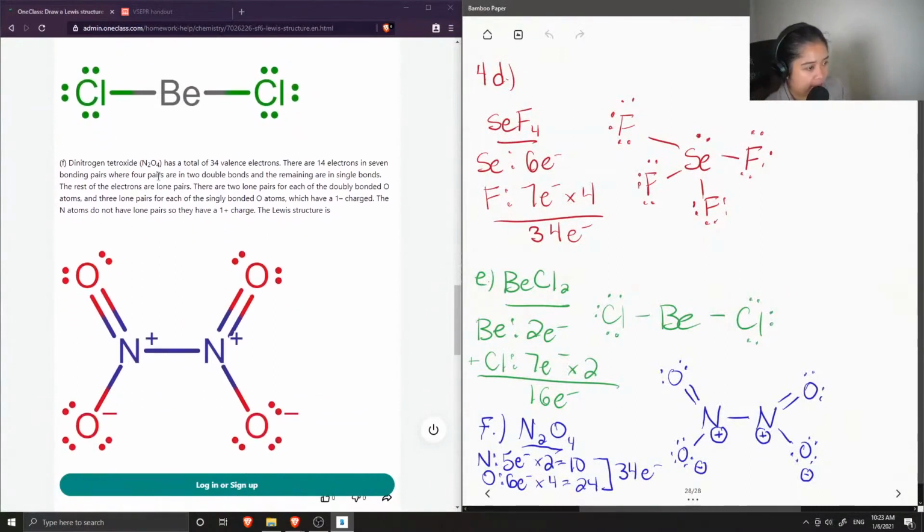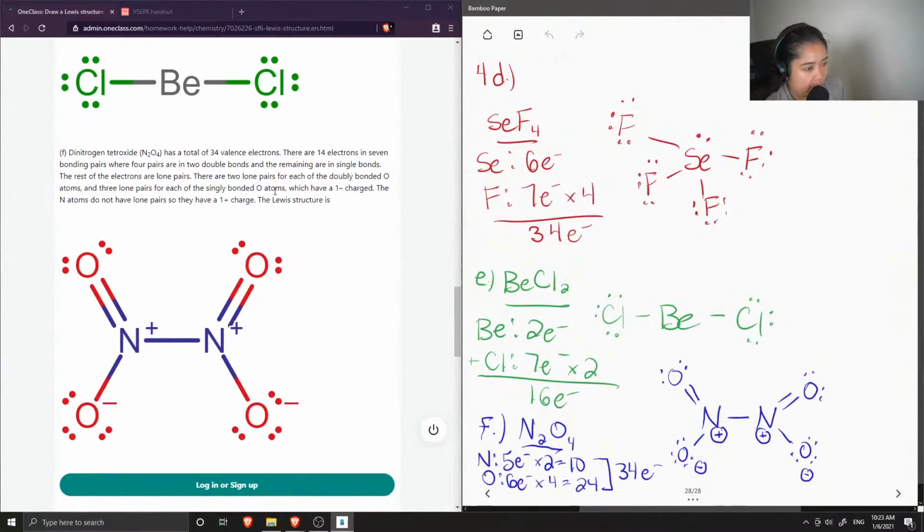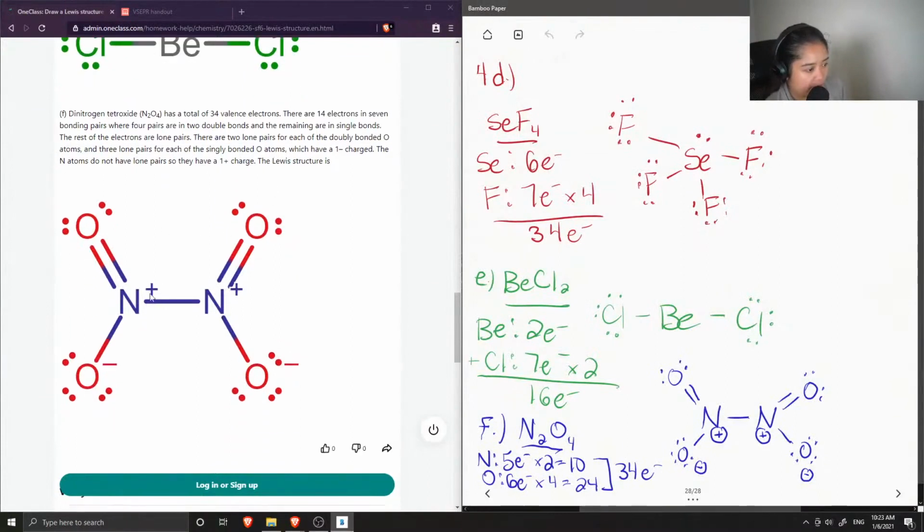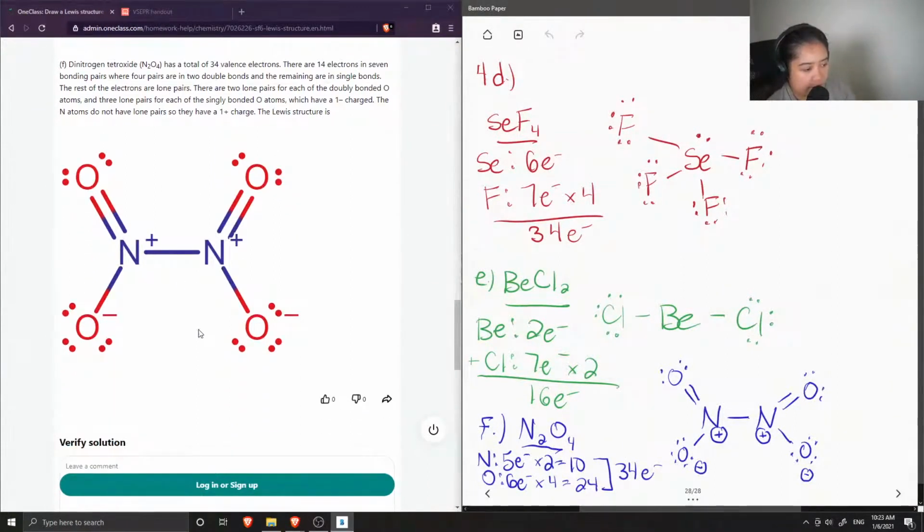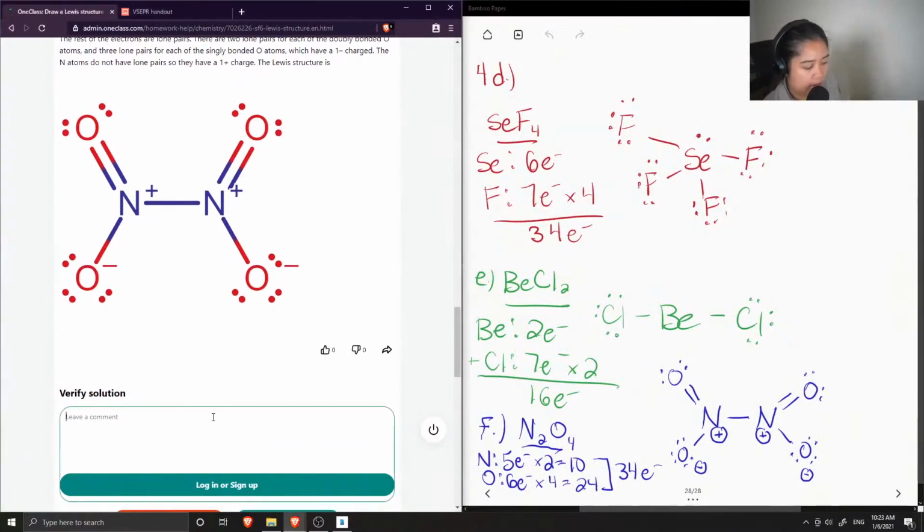Dinitrogen tetroxide has 34, and the bond pairs and 4 pairs are in 2 double bonds, yep. And then they show how the charges would cancel each other out. So this is correct as well. So this solution is correct.